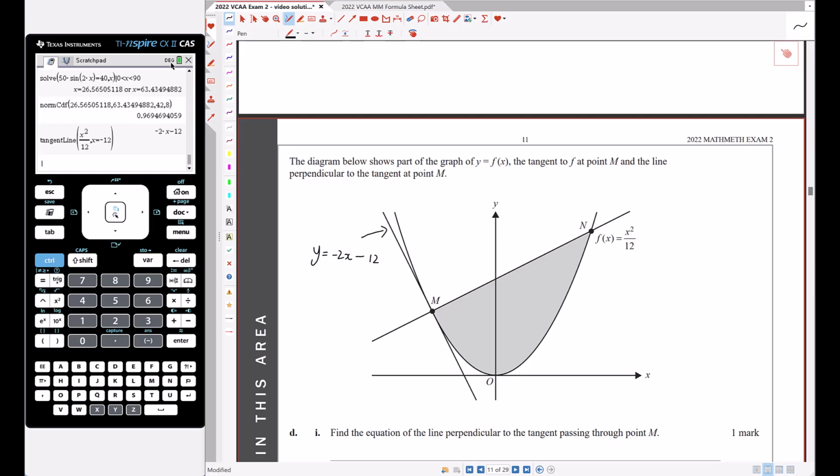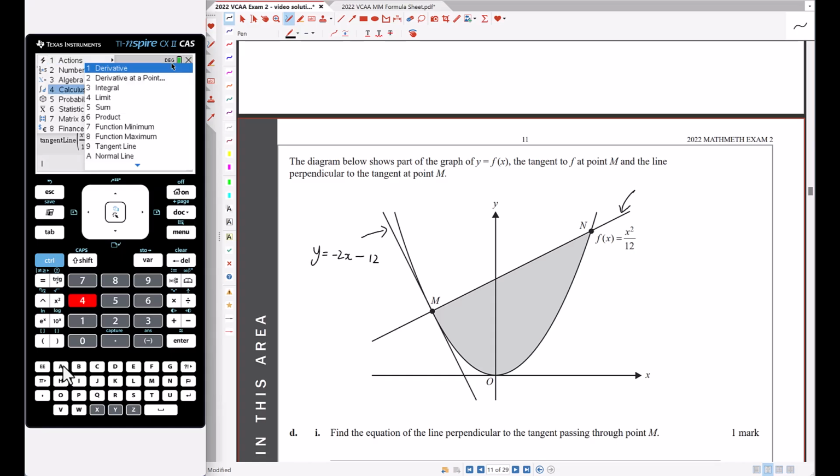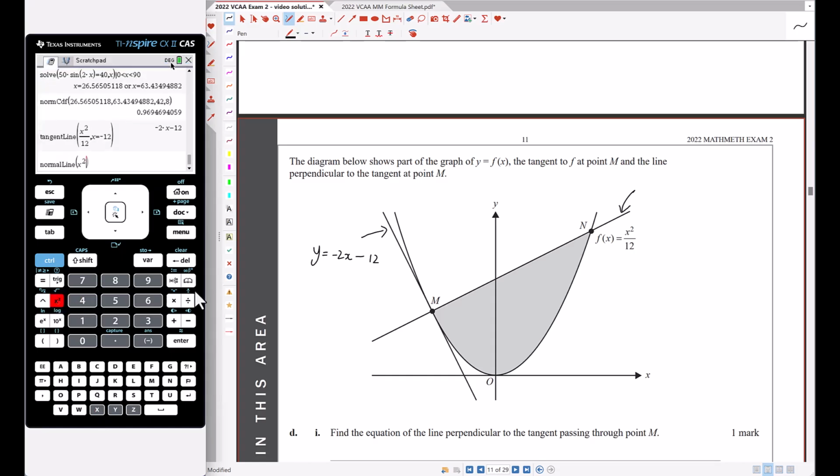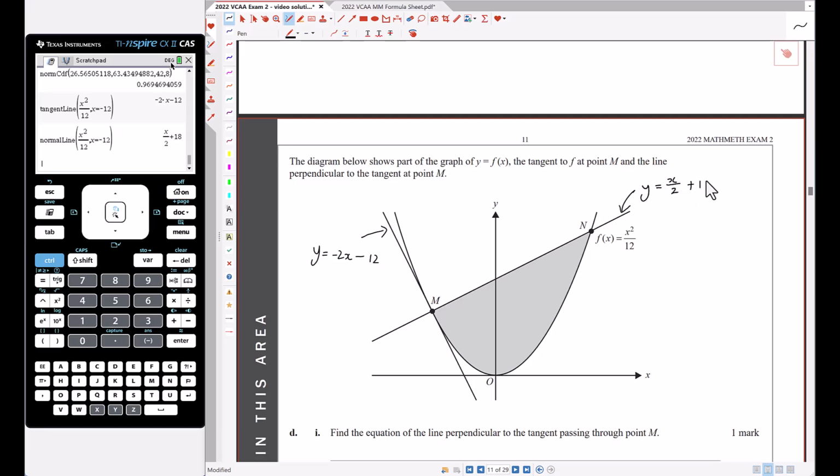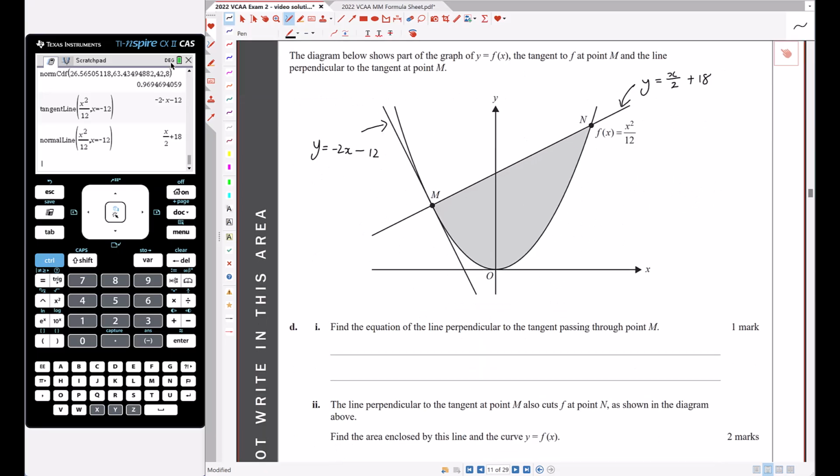The diagram below shows part of the graph of y equals f of x, the tangent to f at the point M, and the line perpendicular to the tangent at the point M. Okay, so this is the normal. So let's also find the normal at M with our CAS. Menu 4A for normal line, and it's also x squared on 12, comma, when x equals -12. Alright, so that equation is y equals x on 2 plus 18. Alright, that's the answer to D part 1.